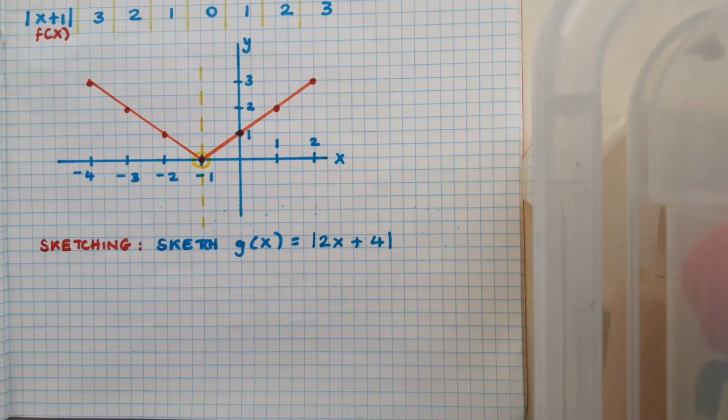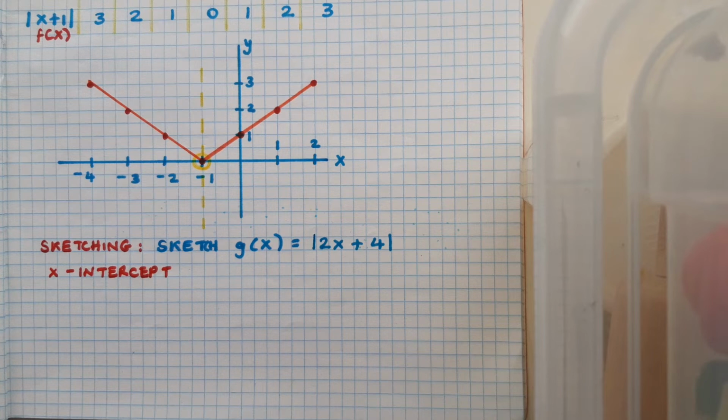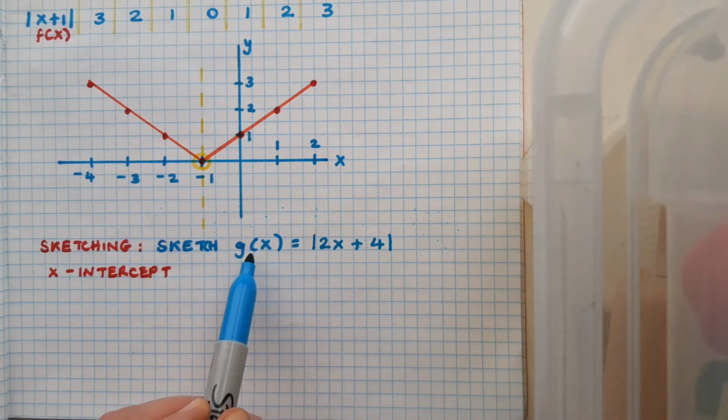Sketching should give us an idea of the appearance of the function with a little less detail than graphing. However, we'd like to know key pieces of information about the function. One of these key pieces of information is the position of the x-intercept. That's where the function meets the x-axis. We know that the x-axis can be viewed as y equals 0. In this case, g of x is the same thing as y.